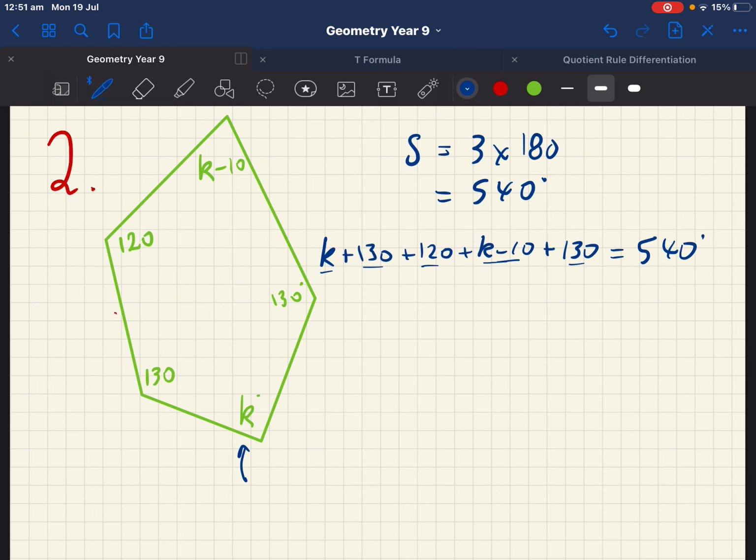Let's simplify it down. How many K's do we have? In total, we have 2 lots of K. Simplifying the numbers, 130 plus 120, take away 10 plus the 130. So let's work that out, and again, just use your calculator. We end up with 370.